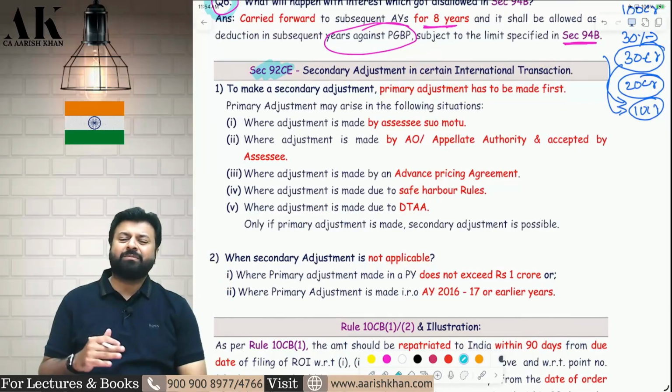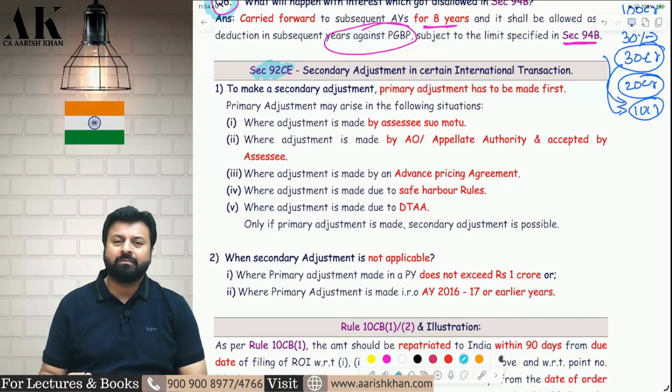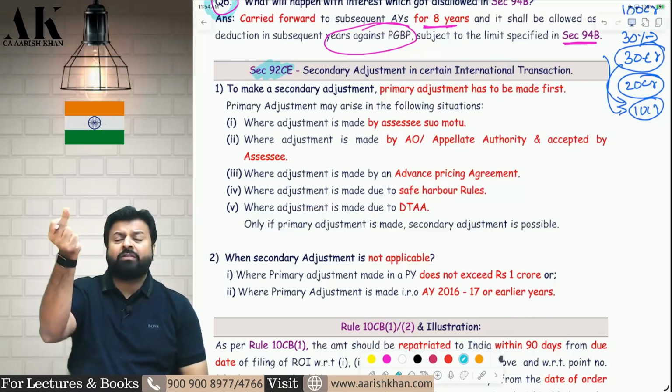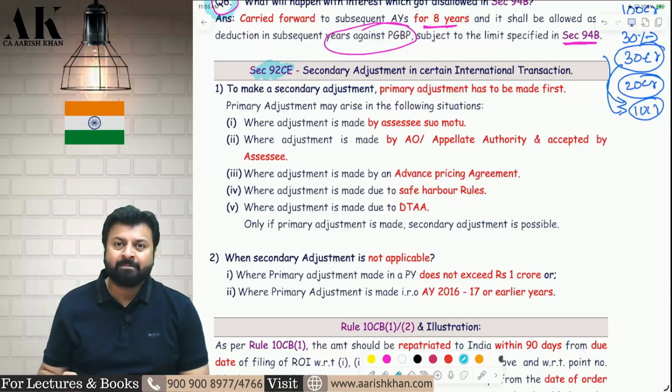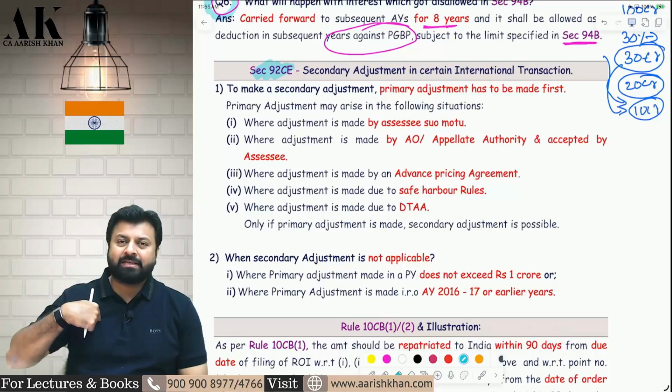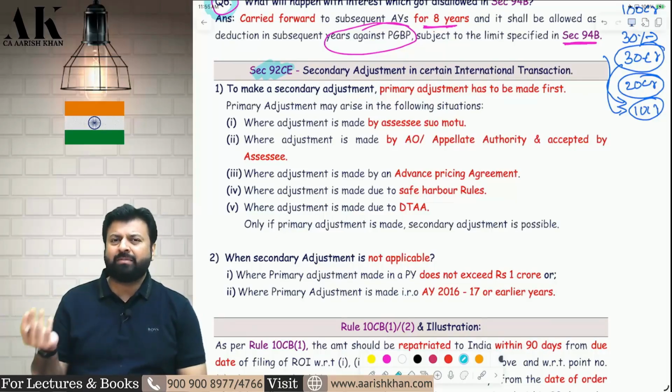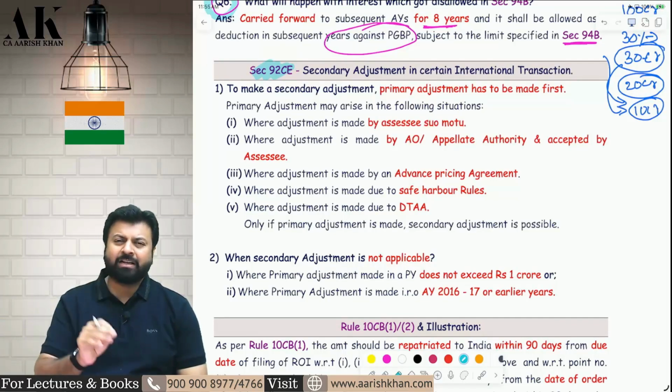Primary adjustment is nothing but the normal adjustment done in transfer pricing. I made a payment of 150 crore to my associate entity as royalty, but the arm's length price is 100 crore. So that 50 crore which we have to add now, that will be called primary adjustment. That 50 crore is primary adjustment. Primary adjustment can be done by the assessee, it can be done by the department also, it can be done for many other reasons, which we will see one by one now. Primary adjustment is nothing but the transfer pricing adjustment.